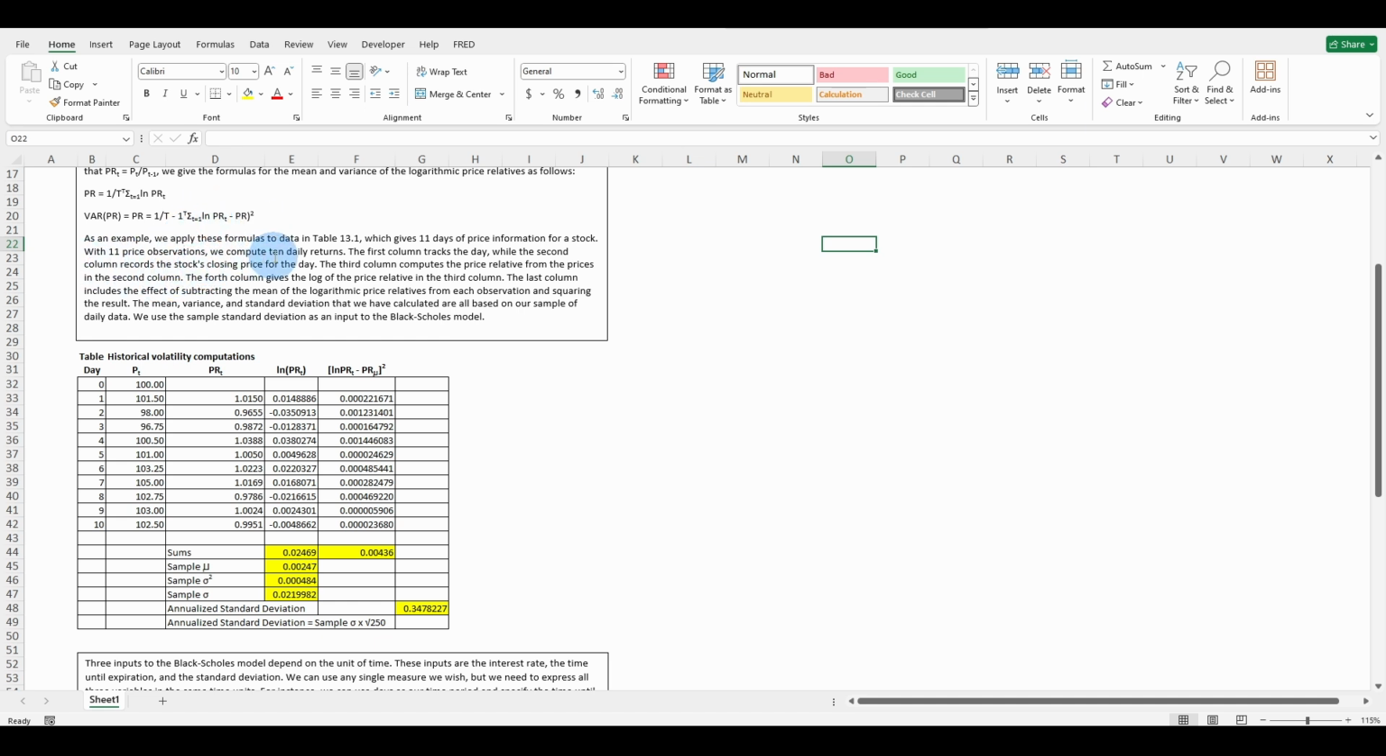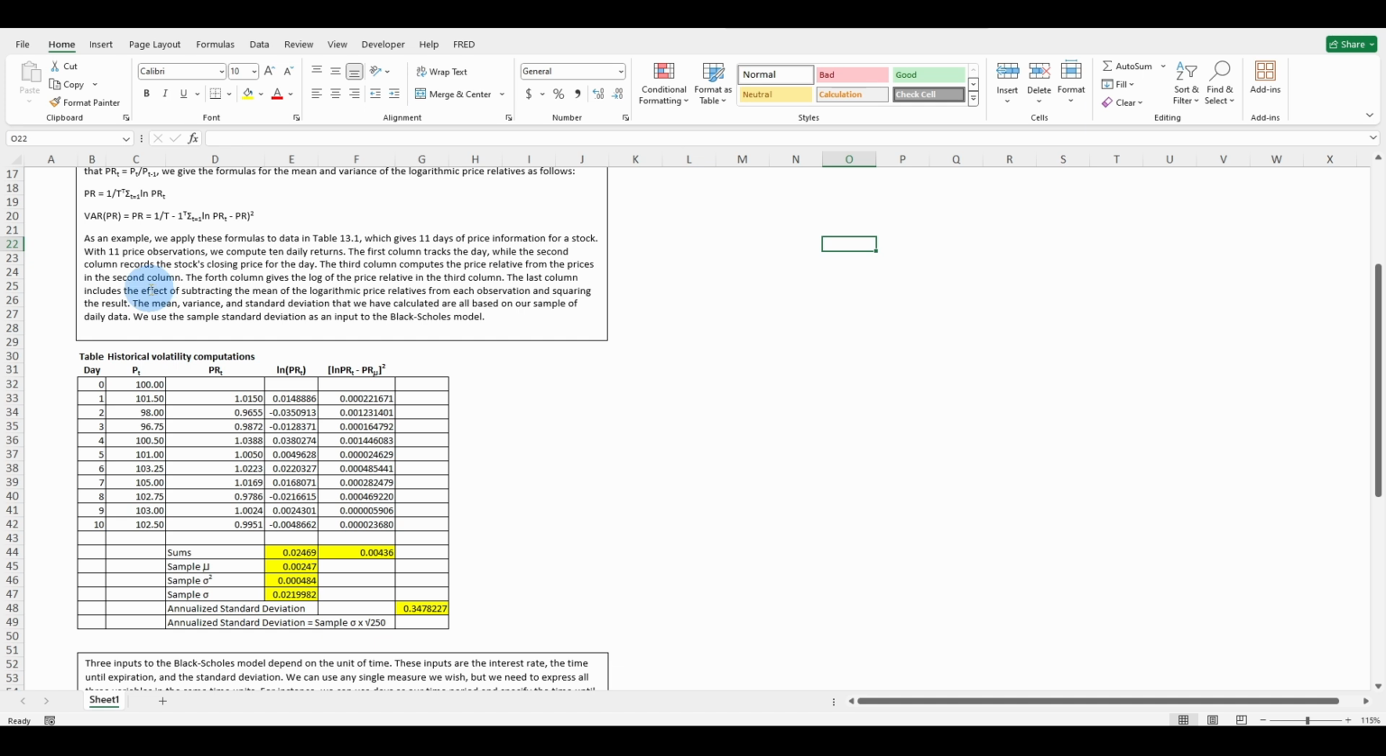As an example, we apply these formulas to data in 13.1, which gives 11 days of price information for a stock. With 11 price observations, we compute 10 daily returns. The first column tracks the day, while the second column records the stock closing price for the day. The third column computes the price relative from the prices in the second column. That means the changes. The fourth column gives the log of the price relative.